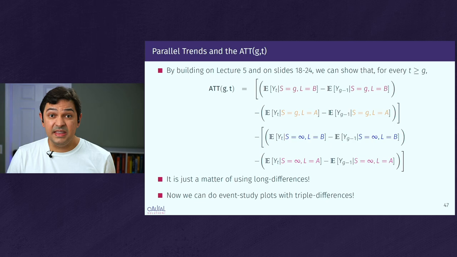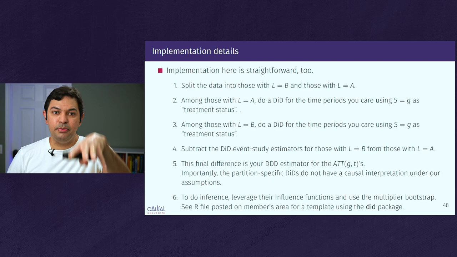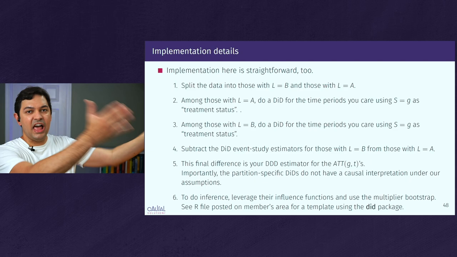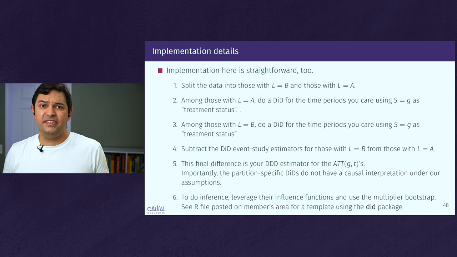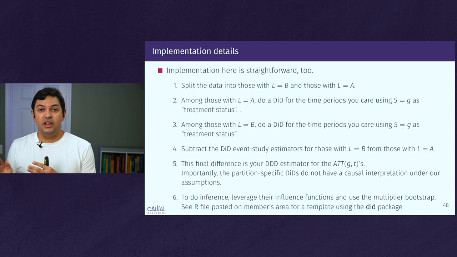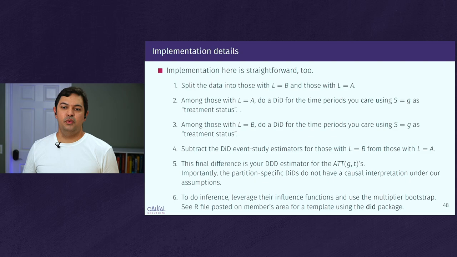Very simple. You can leverage this to do inference here. So here I have a step-by-step on how to do this implementation. Split the data into two groups, L equals B and L equals A, disjoint. Among those units, do diff-in-diff for the periods that you care about, the event study coefficients from the periods that you care about. Do the same thing now for the group with L equals B, an alternative event study coefficient. Now subtract one from another. That's going to give me the point estimates that I care about. Subtracting these two different event study coefficients gives me the point estimate I'm after, an estimate for these ATTGTs in the triple differences.